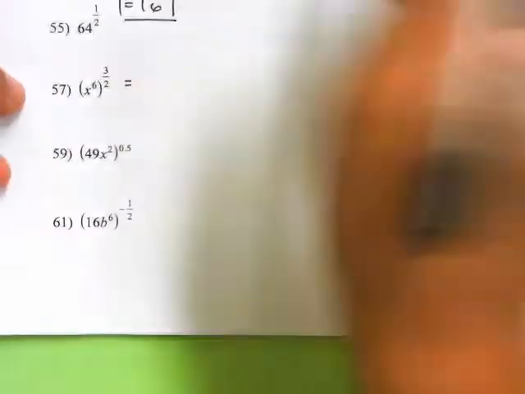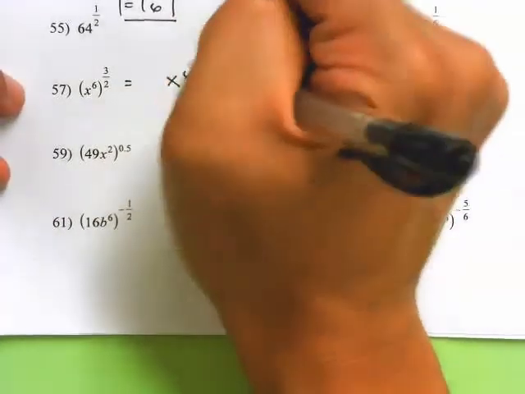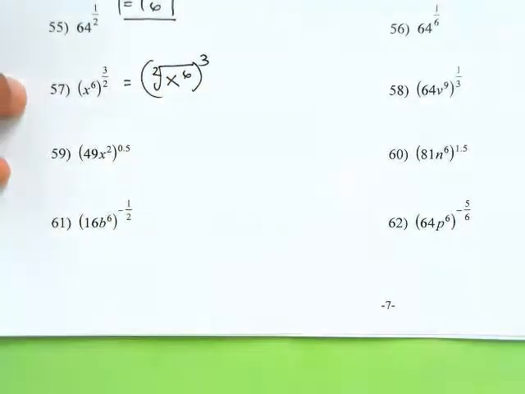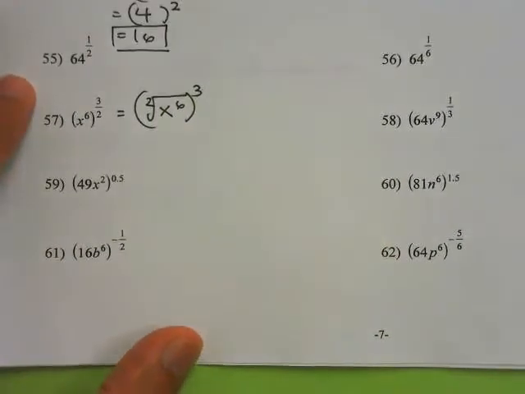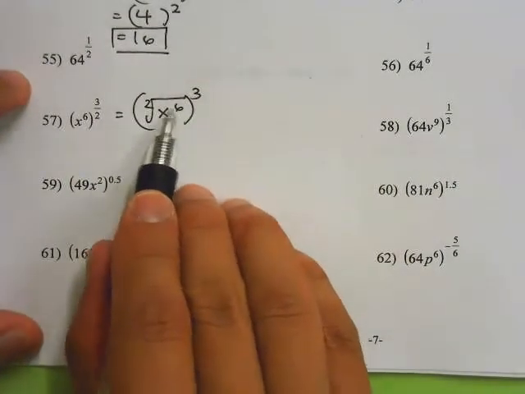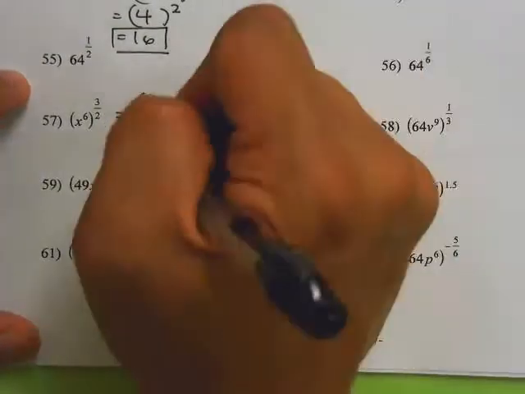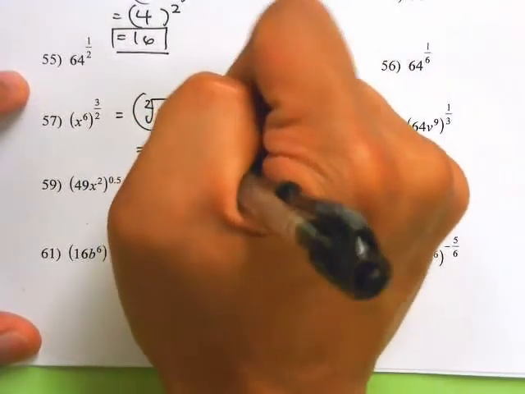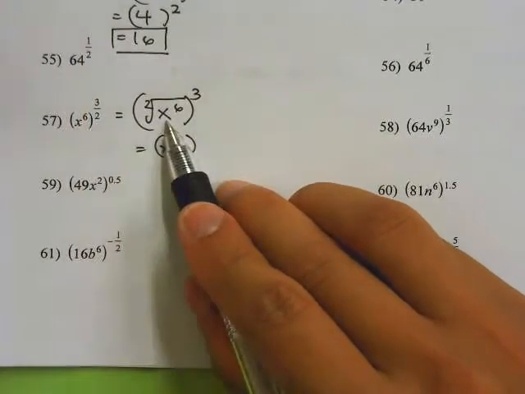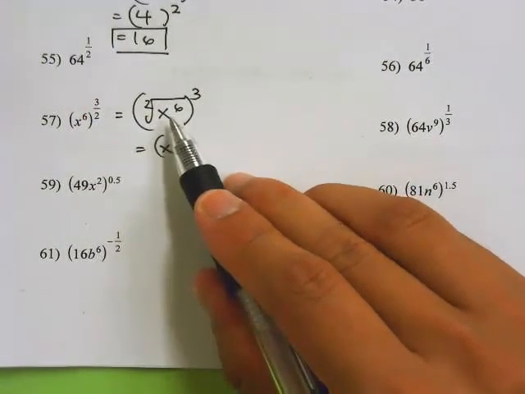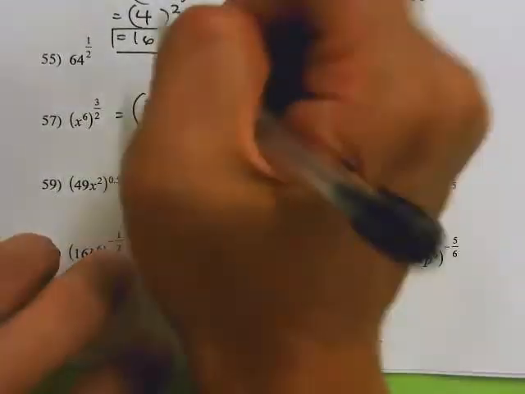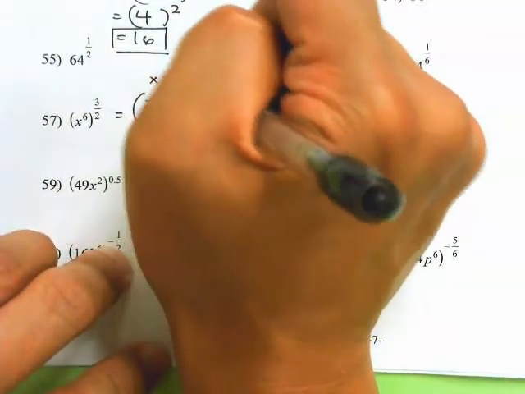Okay. Let's do something like 57. X to the 6. We're going to square root it first and raise it to the 3rd power. This is going to be a division. So what you do is you just divide. 6 divided by 2 is 3. So this is x cubed. And the reason for that is if you have 6 x's, how many pairs do you have? You have 3 pairs of x's. X cubed. Okay. 1, 2, 3, 4, 5, 6.